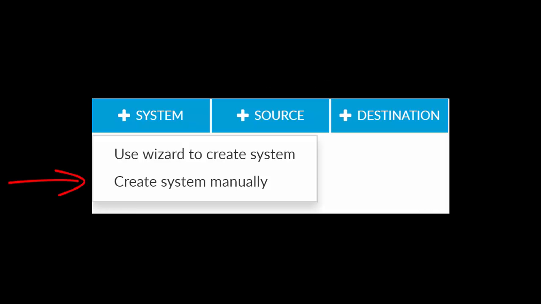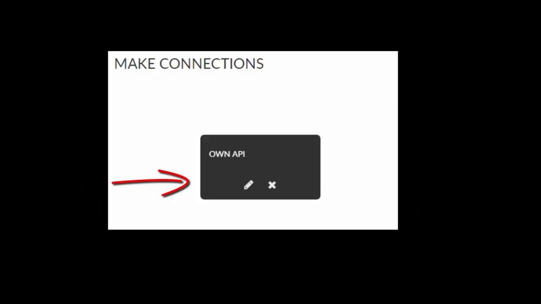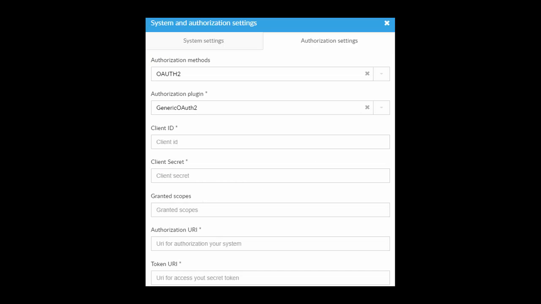The first step is to add a blank system to the DSYNC canvas. Step 2 is to add a new API endpoint. Step 3, edit the system settings. You will have the choice of editing your own authorization settings.